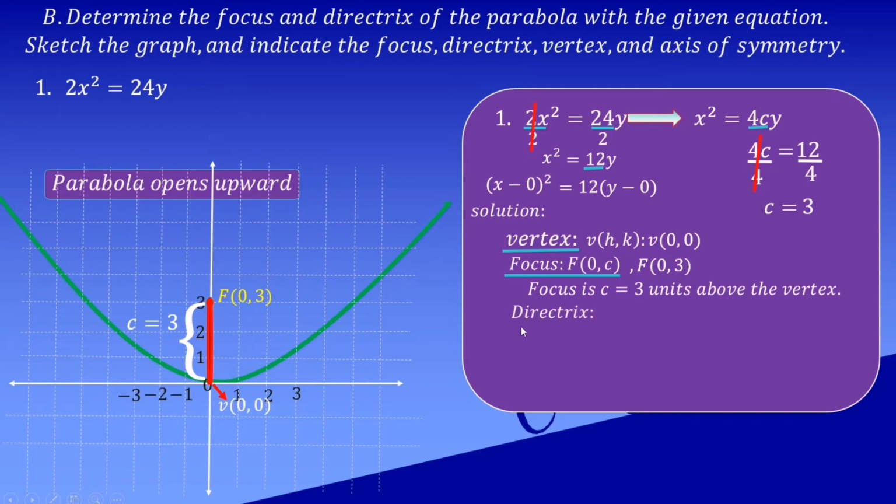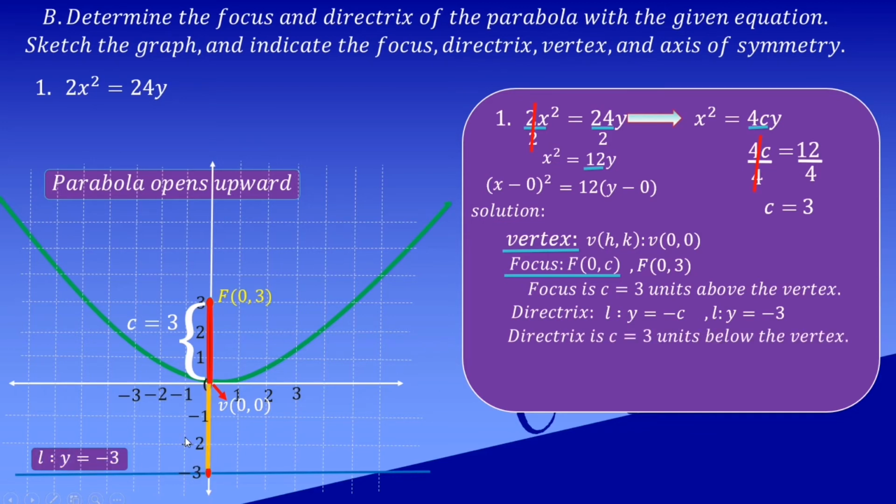Para sa ating directrix, the line, the equation is y is equal to negative c, so it becomes y is equal to negative 3, since our c here is 3. And to plot this, it is intersecting this line, y is equal to negative 3, and the distance of this directrix from the vertex to this point is also c is equal to 3. So our midway here is the vertex of focus and directrix.